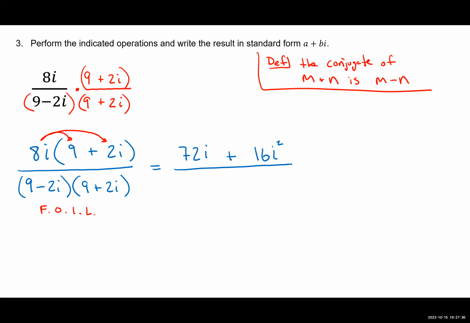So that's the top. We haven't canceled off the i. That's not our goal here. We can't just cancel it off. Our goal is to only cancel out the i on the bottom in the denominator. Okay, so now let's go down to the bottom. FOIL. First times first, that's 9 times 9.